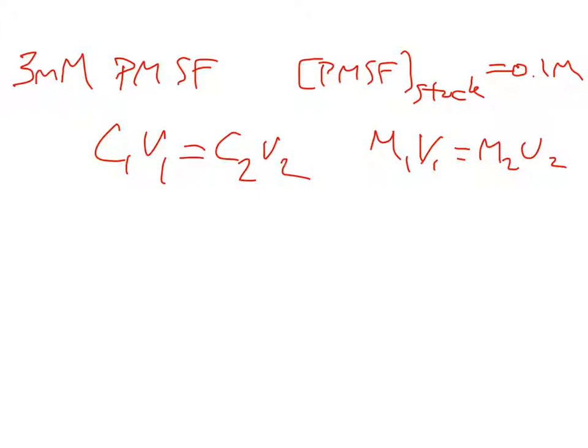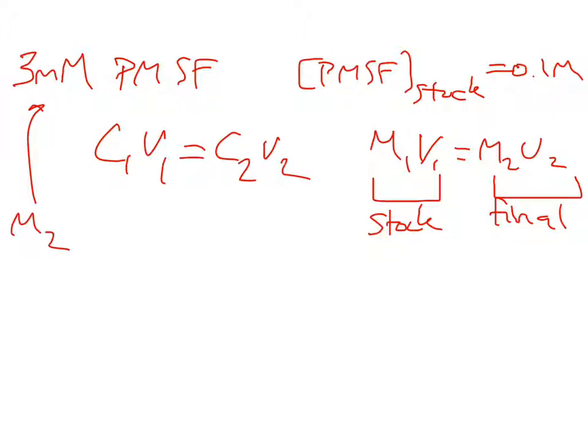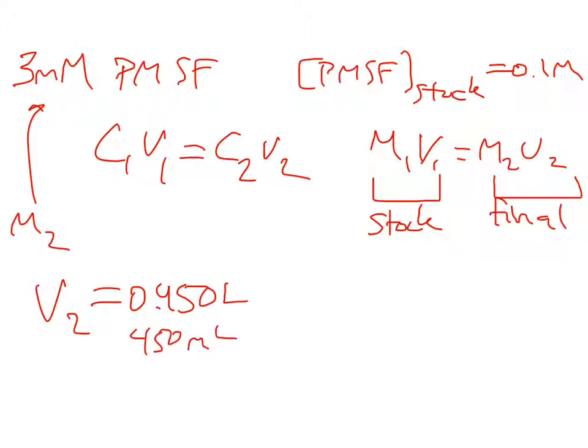A couple things to remember is M1V1 is our stock. That's where we're starting. M2V2 is our final solution. So, a couple things we know is our 3 millimolar PMSF is what we're trying to get to. So that is going to be our M2. Our V2 is our volume of buffer, 0.450 liters, or 450 mLs, whichever one you like. And then our stock is going to be our M1. And so what we're solving for here is V1. We need to know how much of our stock we need to dilute to 450 mLs to end at 3 millimolar.